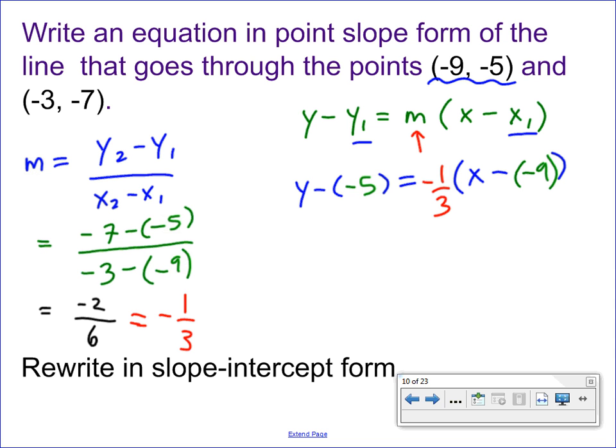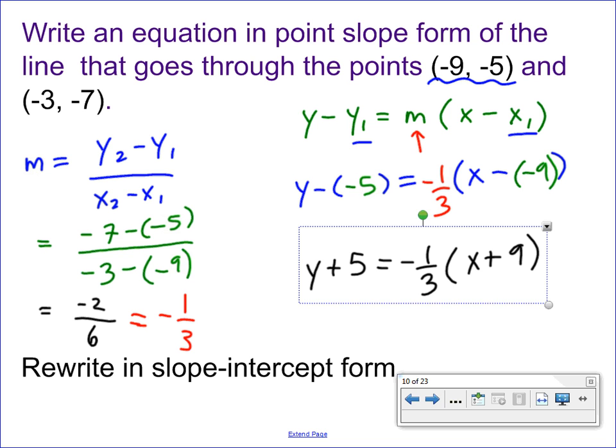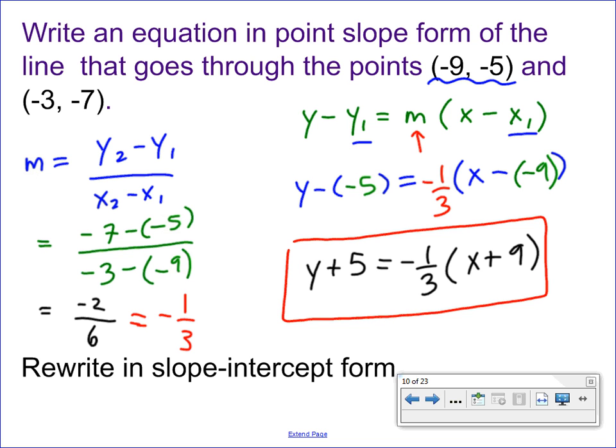Now, we could certainly rewrite this minus a negative as y plus 5, and we could write this x minus a negative 9 as x plus 9. Because on a multiple choice test like the ACT, it's very likely you're not going to see that minus a negative. It's kind of bad math manners to have that minus negative. So this is what you'd see on the answer choices.